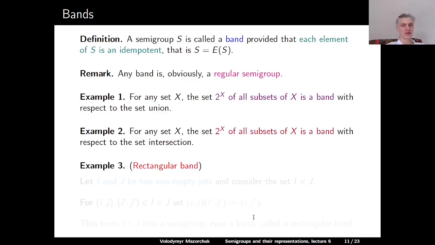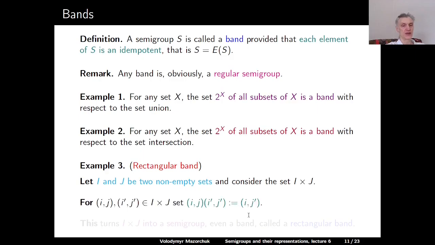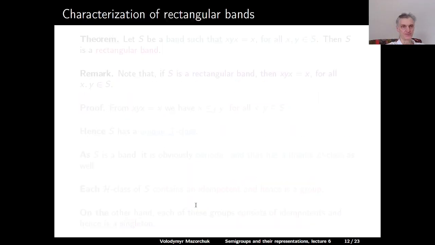And example 3, that's a construction of a so-called rectangular band. Let I and J be two non-empty sets, and consider the set I times J, the Cartesian product of I and J. For two elements (i, j) and (i', j') in this Cartesian product, set that the product of (i, j) with (i', j') is equal to (i, j'). So the left component comes from the left factor and the right component from the right factor. This turns the Cartesian product of I and J into a semigroup and even a band. And this is what is called the rectangular band. Rectangular band can be characterized in a very neat way.